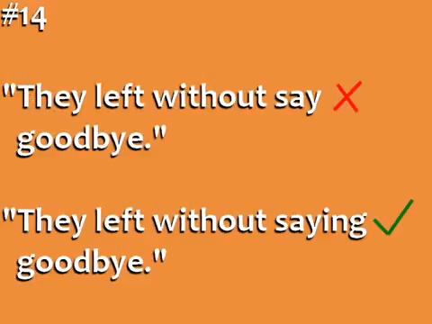Number 14. They left without say goodbye. When you use a verb after conjunctions and prepositions like after, before, since, when, while, without, instead of, and in spite of, the verb is generally in the ing form. So the correct sentence is, they left without saying goodbye.